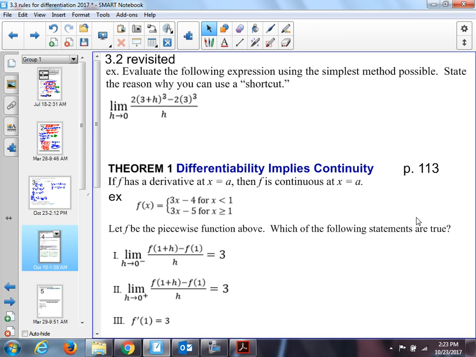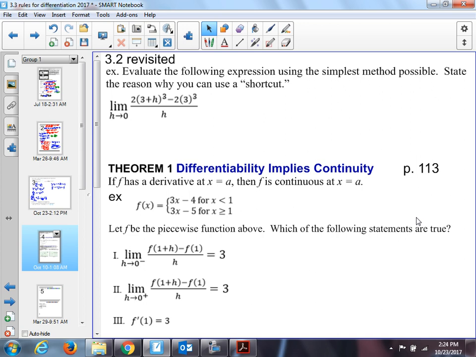First of all, 3.2 revisited, I said. Now when I say 3.2, that's the previous section, right? That's the definition of a derivative, 3.2, 3.1. Remember the definition of a derivative? Now here's what I want to say. Evaluate the following expression using the simplest method possible. State the reason why you can use a shortcut.